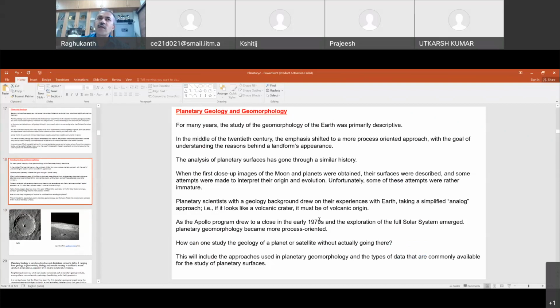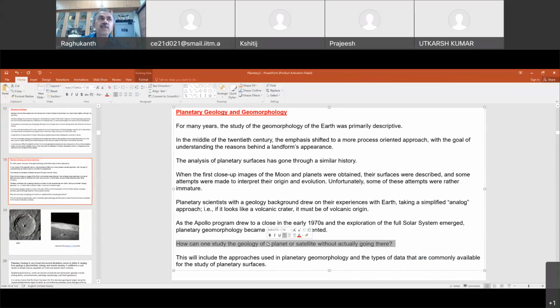So the main objective, or what we try to do in geology, is this most important question: how can one study the geology of a planet or any satellite, like the Moon or whatever, without actually going there?